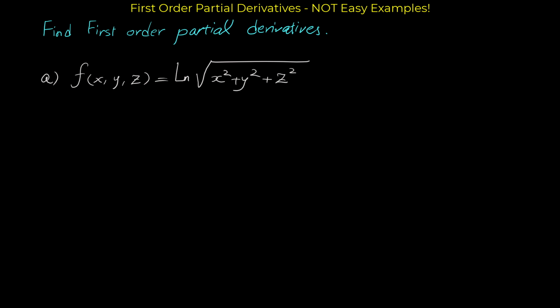In this video, we want to find the first order partial derivatives of the given functions. The first function is f equals ln of the square root of x^2 plus y^2 plus z^2.